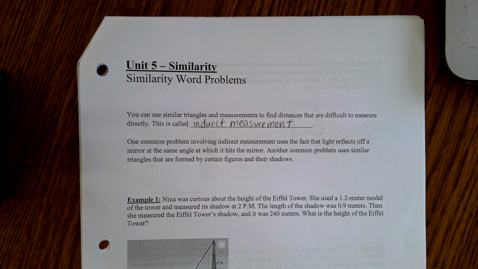One common problem involving indirect measurement uses the fact that light reflects off a mirror at the same angle in which it hits the mirror. Another common problem uses similar triangles that are formed by certain figures and their shadows.